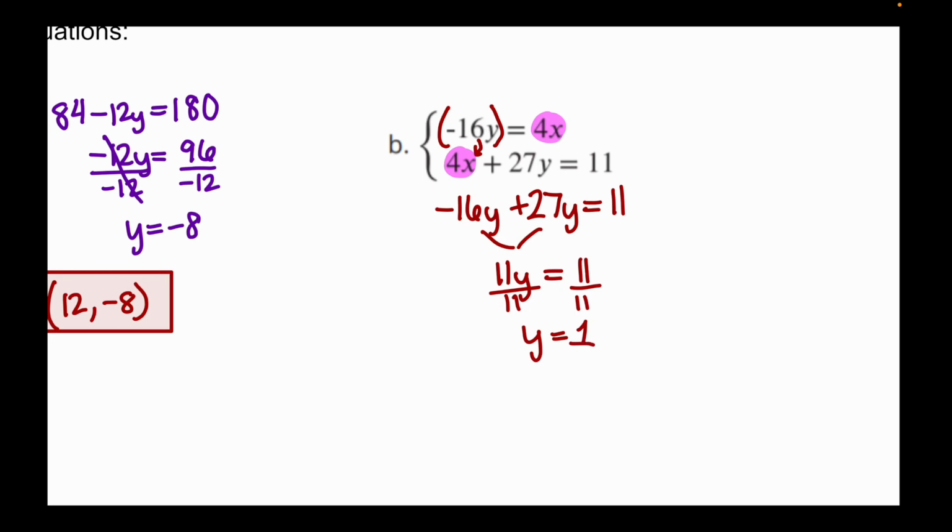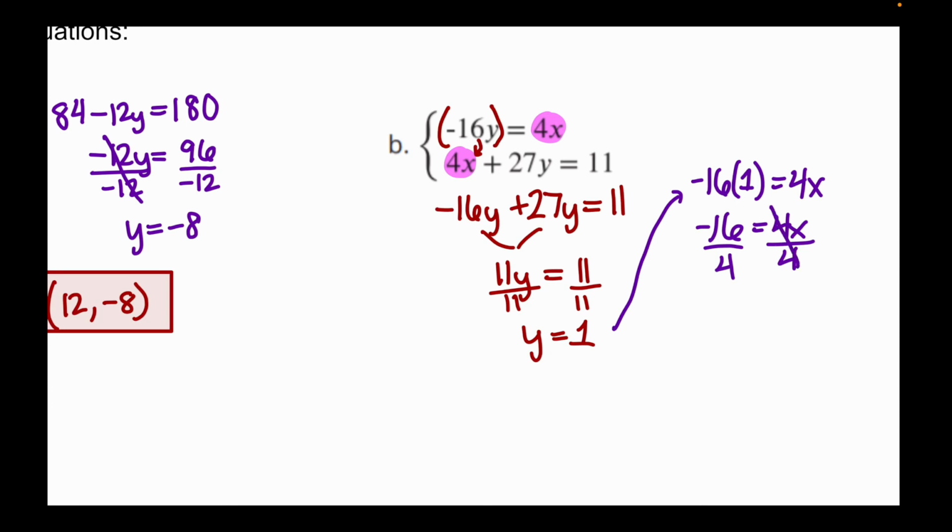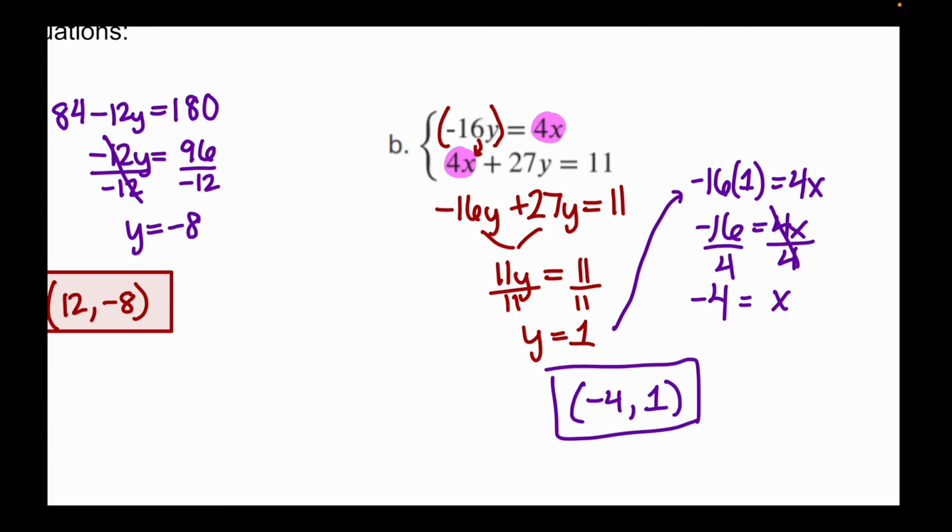We're going to go back and plug that into the original equation of negative 16y equals 4x. Negative 16 times 1 is equal to 4x. This is just negative 16 equals 4x. Divide both sides by 4 because the goal is to get the x on its own, and you'll get negative 4. So our answer for this one is negative 4, comma 1. And that is this answer here.